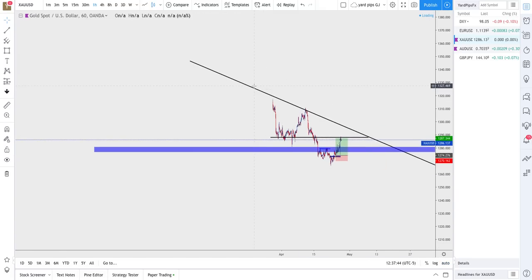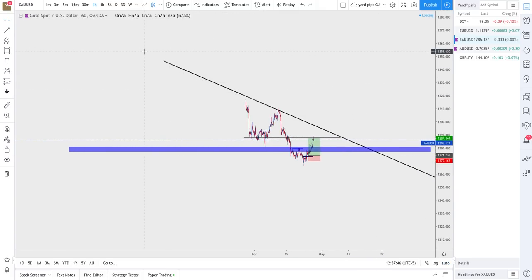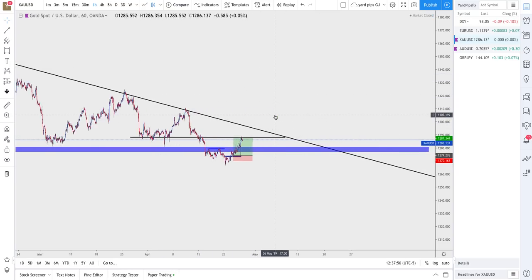So we have a point, come on, TradingView, load. Why is this not loading?